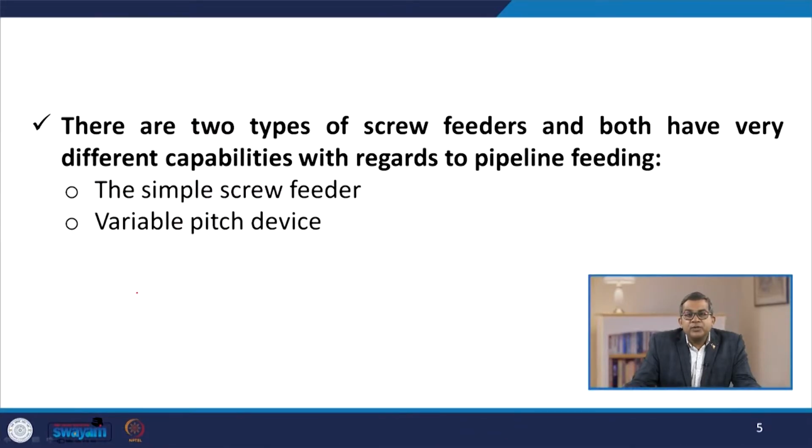When we talk about the different classes of screw feeders, there are two types of screw feeders and both have very different capabilities with regard to pipeline feeding. One is the simple screw feeder and the second one is the variable pitch device.